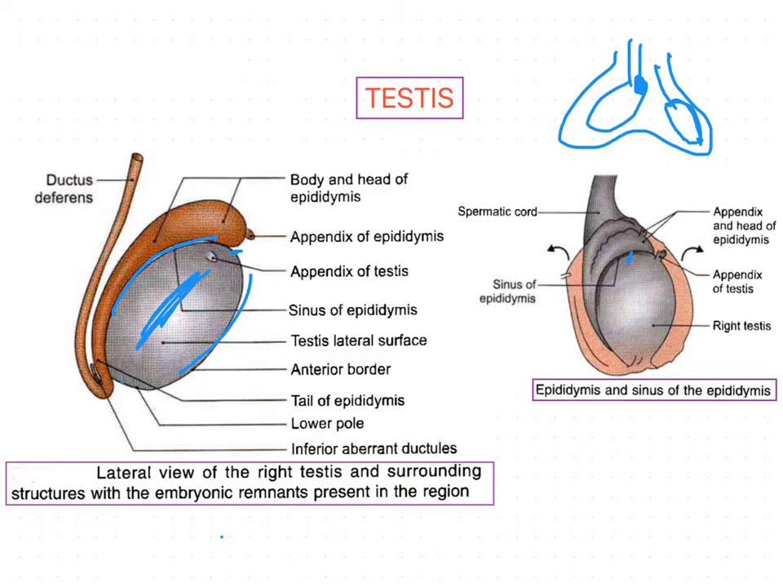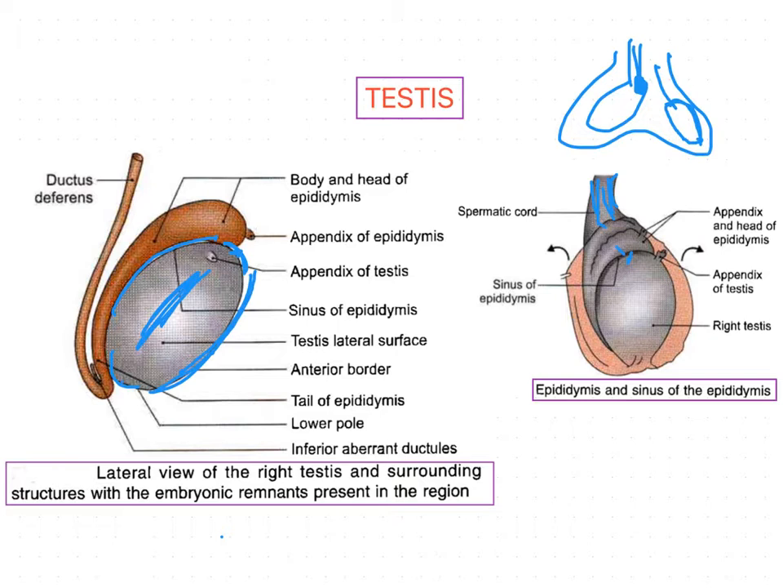The upper and lower poles are convex and smooth. The upper pole provides attachment to the spermatic cord. The anterior border is convex and smooth and is fully covered by the tunica vaginalis, a layer which surrounds the testis.